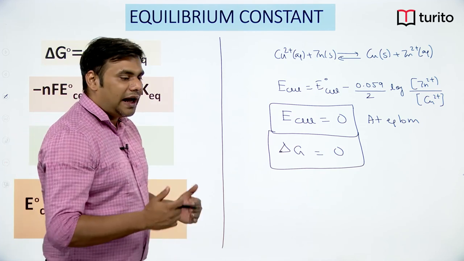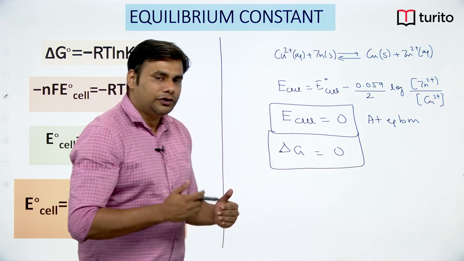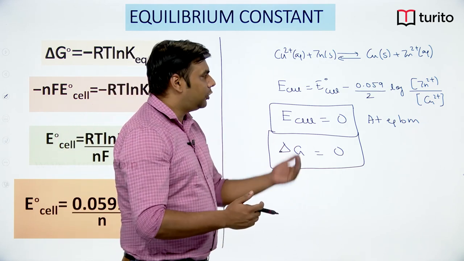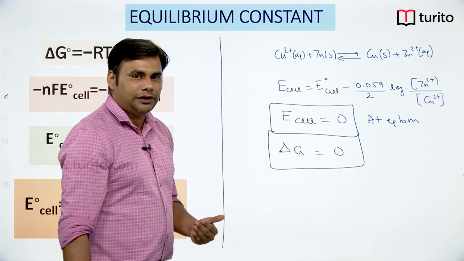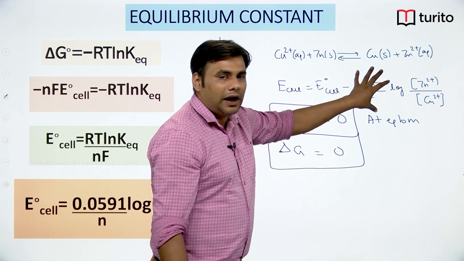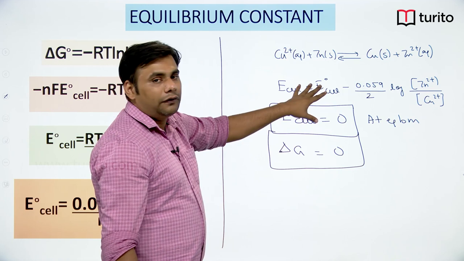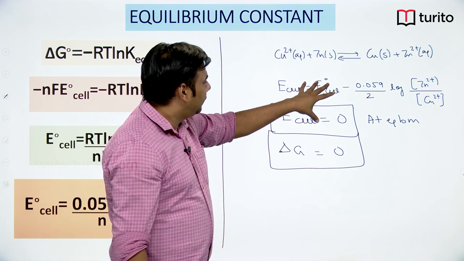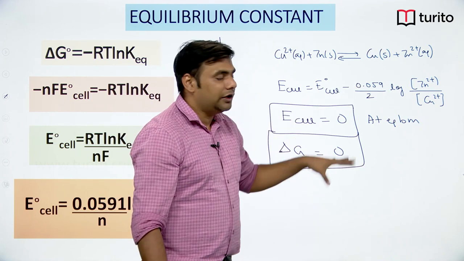As the reaction proceeds, we know that more product would be formed. Zinc 2 plus is forming and copper 2 plus is reacting, so the concentration of copper 2 plus is decreasing. So the ratio will always increase. When you take the log and multiply by this factor, obviously this term is increasing. So at some point of time, when E naught cell becomes equal to this quantity, E cell will become equal to 0.